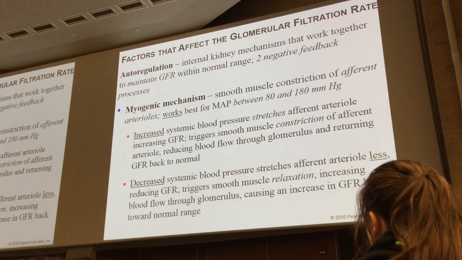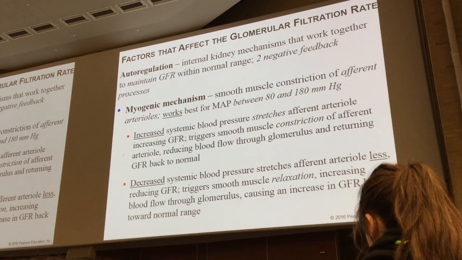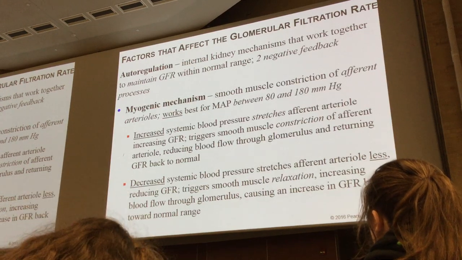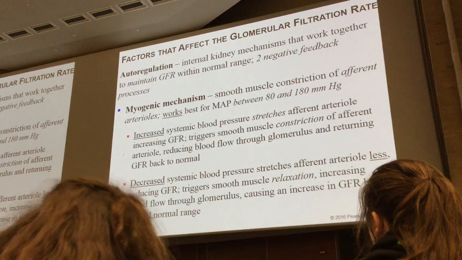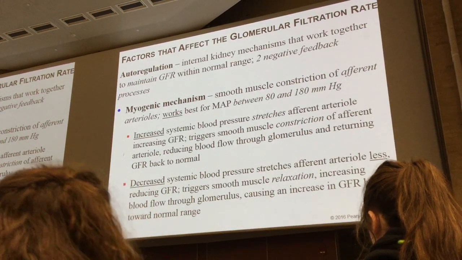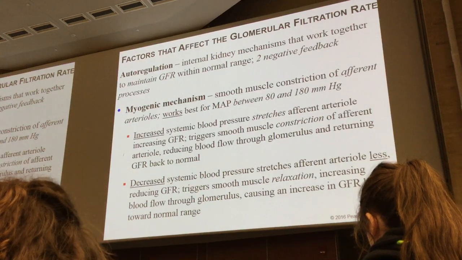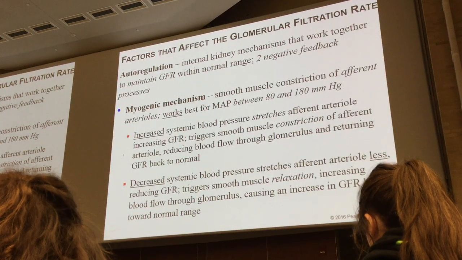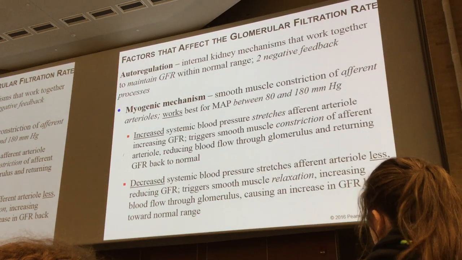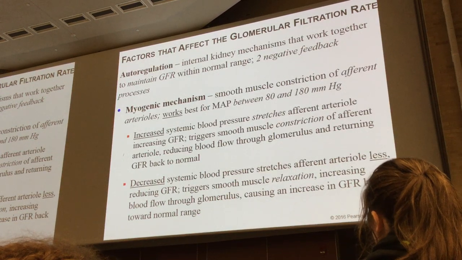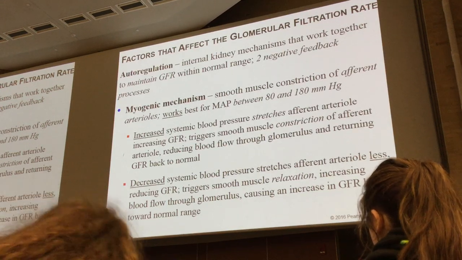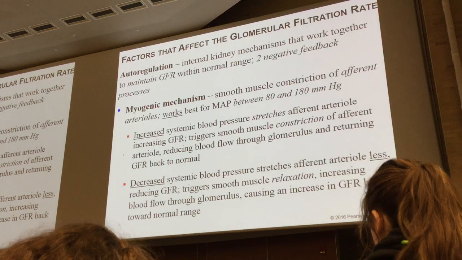So if you have too much blood pressure, we stretch it and you're going to have a reflex constriction. When you constrict the afferent, there's less blood entering, which will then decrease the blood flow into the glomerulus, decreasing the GFR, bringing it back to normal. It's negative feedback at work.